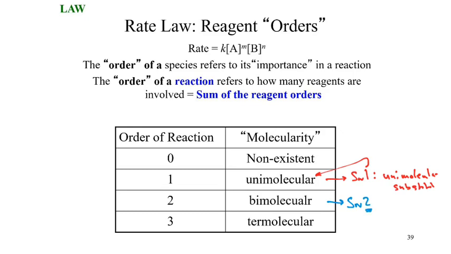SN2, the 2 referencing the bi of our rate law, the 1 referencing the uni of our rate law. Okay? And that's where those terms are coming from.